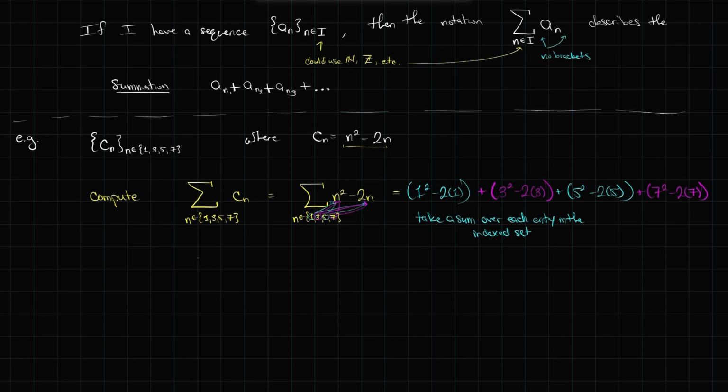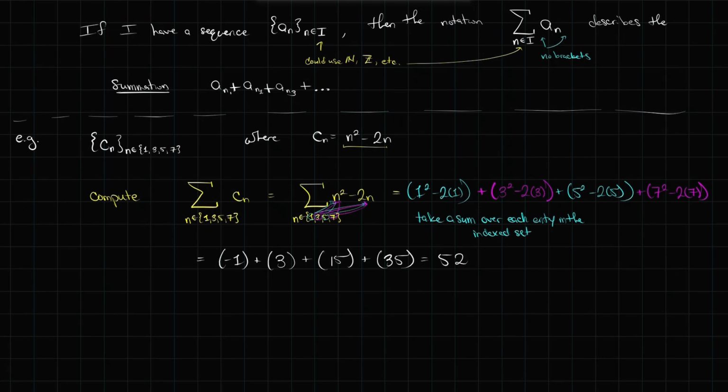So what do I end up with when I add all these terms together? It looks like 1 squared minus 2 is negative 1, plus 3 squared minus 6 is 3, 5 squared minus 10 is 15, and 7 squared minus 14 is 35. If I just add all those together, it looks like 53 minus 1 is 52. So that is the sum.